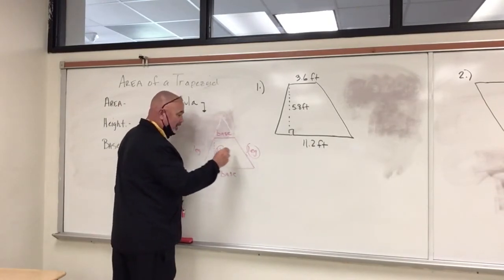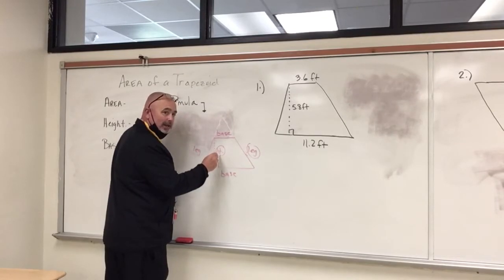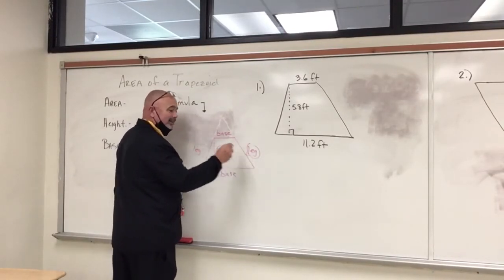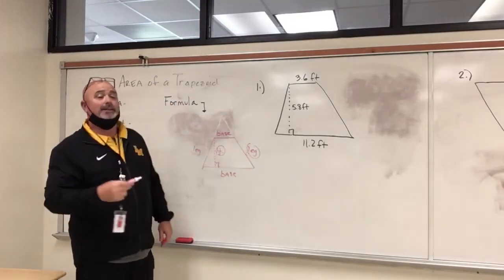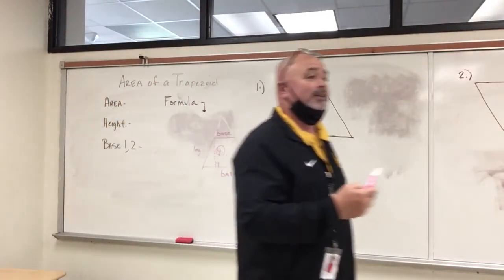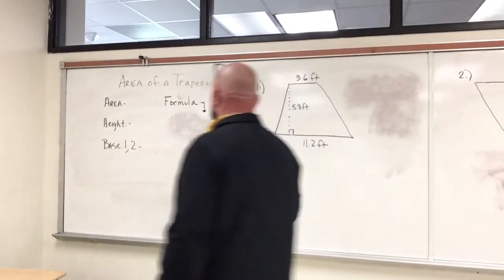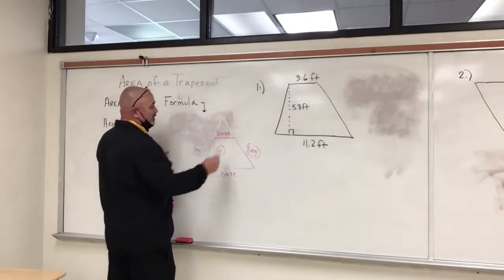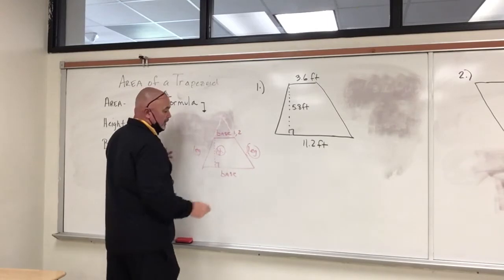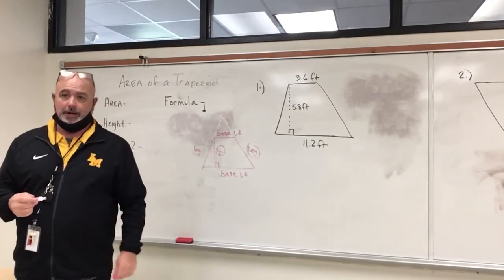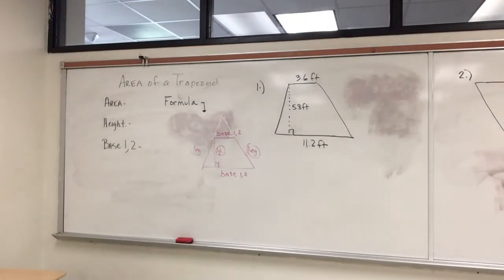This is not this. This is nowhere near this. You understand? This is the leg. This is the height. This is the leg. This is the height. On today's lesson, you'll be given the heights. But sometimes on our problems, we're not given the height, and we've got to find the height. So just remember that. Now, this is base 1 or 2. This is base 1 or 2, and I'll get to that here in a minute. All right? Everybody understand what a trapezoid is?